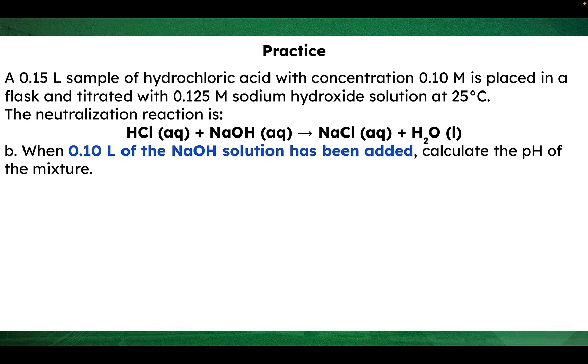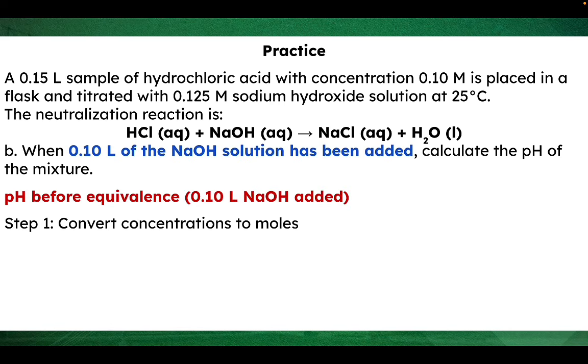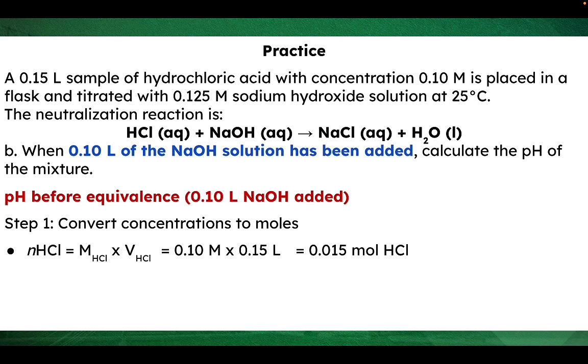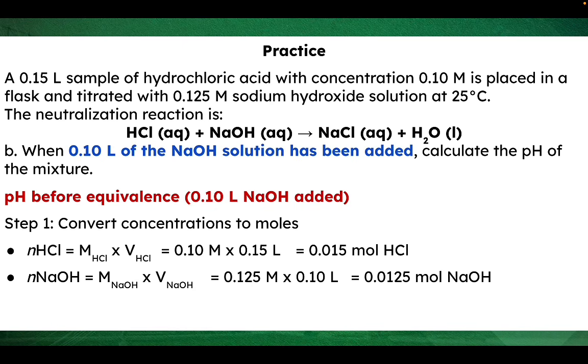Next, this time you add 0.10 liter of NaOH. Step 1 is to convert concentrations to moles. To get the moles of HCl, we multiply the molar concentration and the volume. So 0.10 molar times 0.15 liter is equal to 0.015 mole of HCl. To get the moles of NaOH, we multiply 0.125 molar times 0.10 liters to give us 0.0125 mole NaOH.